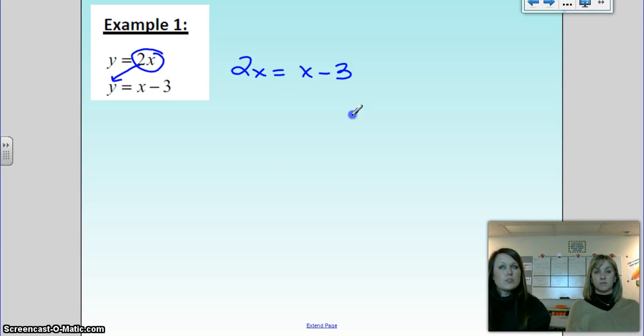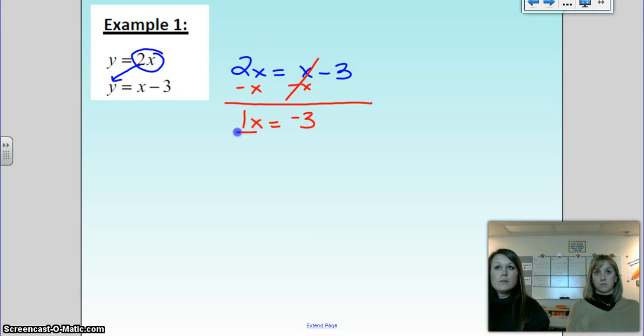So now we're just going to simplify this equation. We do the same thing we've been doing. I need to solve for, well, not y, because I don't have a y. So I solve for x. I would take this x and subtract it from both sides. This cancels. So 2x minus 1x is 1x, or just x. I'm going to put 1x just for fun. Equals -3. And I can divide by 1. x equals -3.